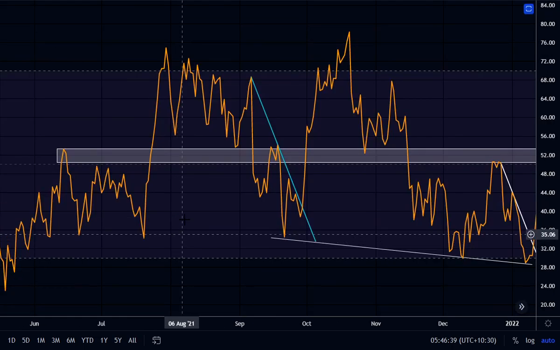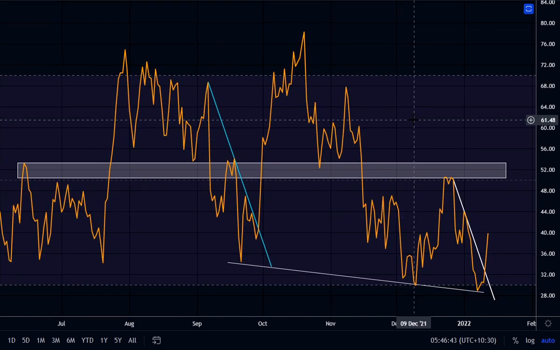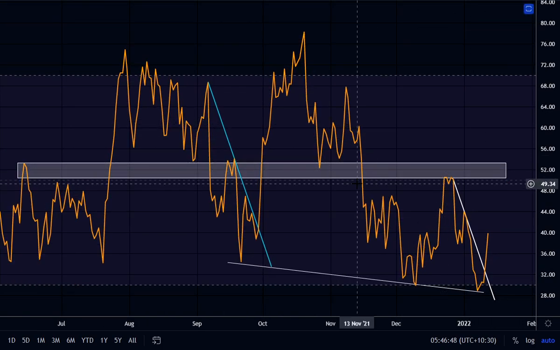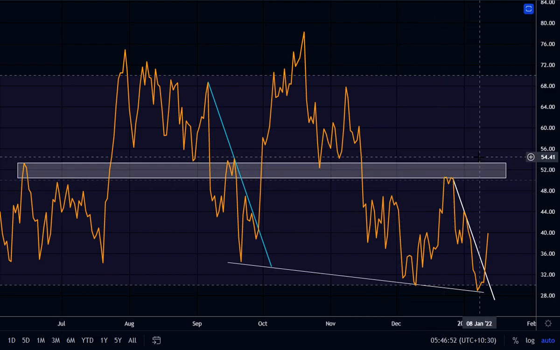We do also have this grey box drawn, which I talked about in a previous video, and this is around the 50 area on the RSI. This is quite a key level, and quite often when we get back above this level, it can indicate that we are going to go higher on a macro level.